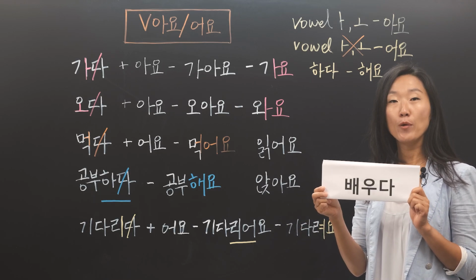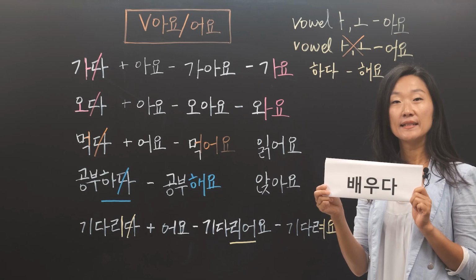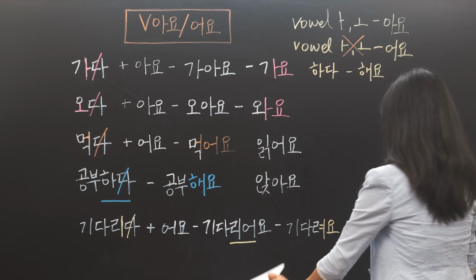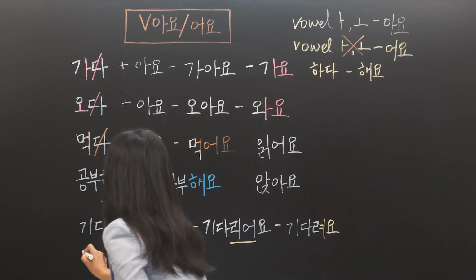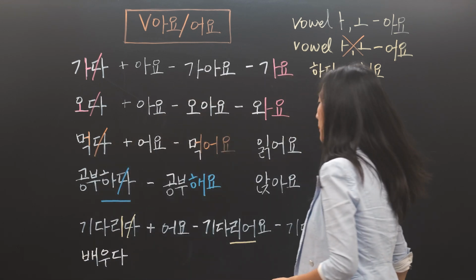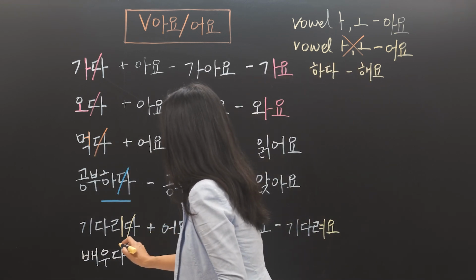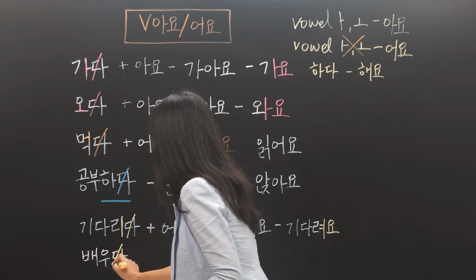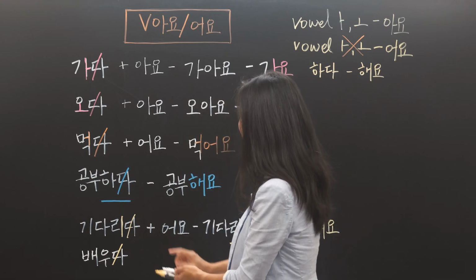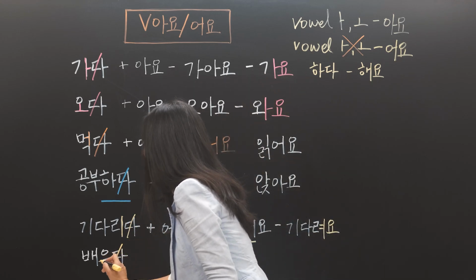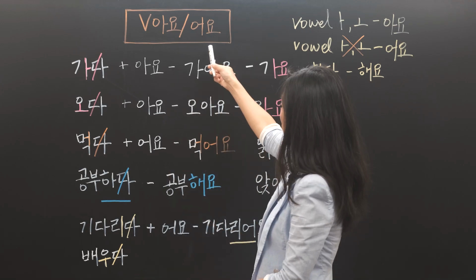배우다. To learn. 배우다. 다 is removed. And the last vowel is 우. Then we add 어요.